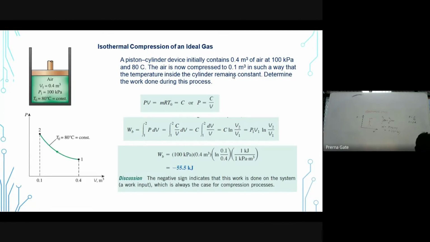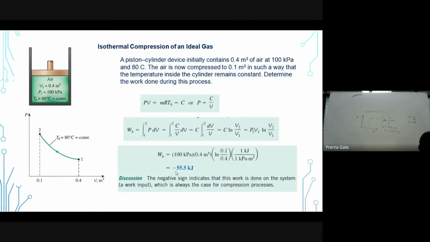So all the parameters are given. The initial volume is 0.4 and the final volume is 0.1, so V2 and V1 are known. The pressure is also given. When you put these in this equation, it comes out to be minus 55.5 kilojoule.